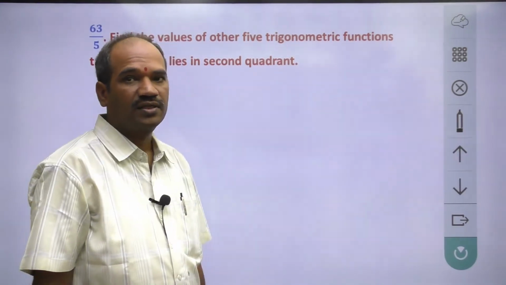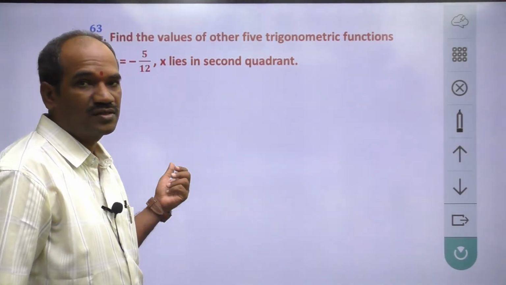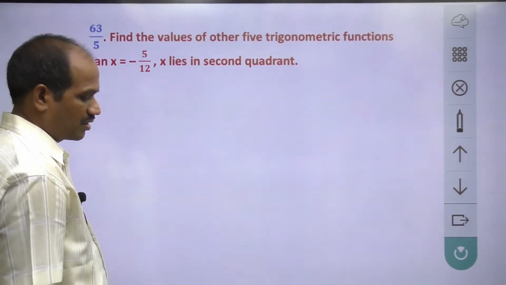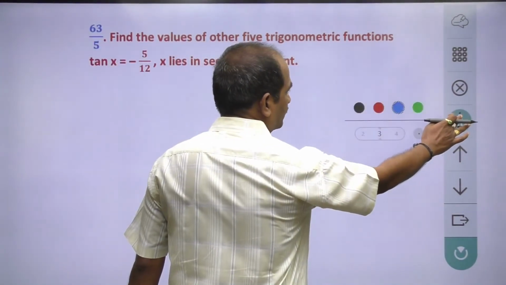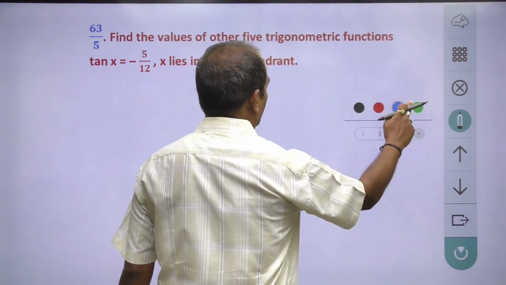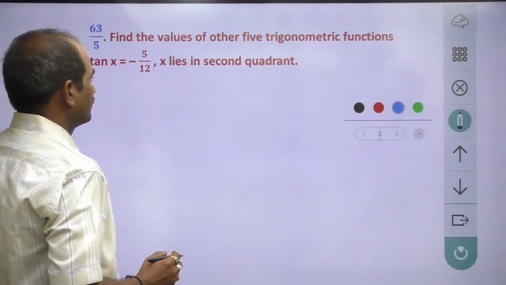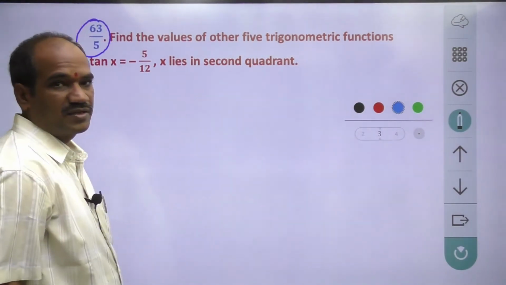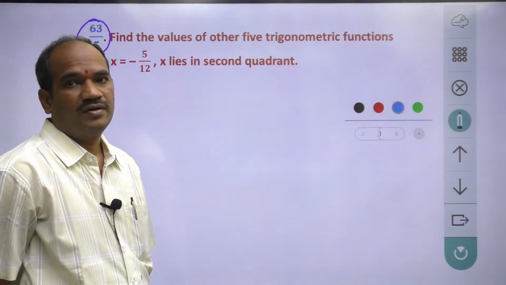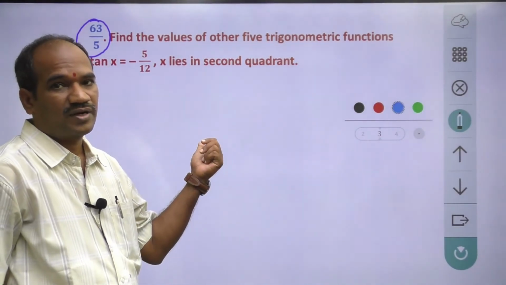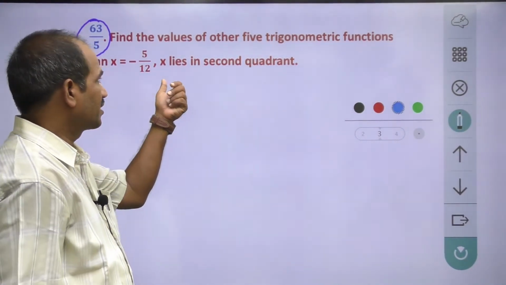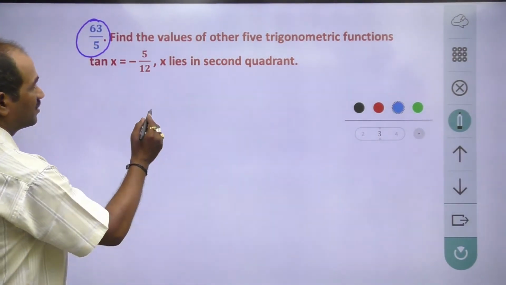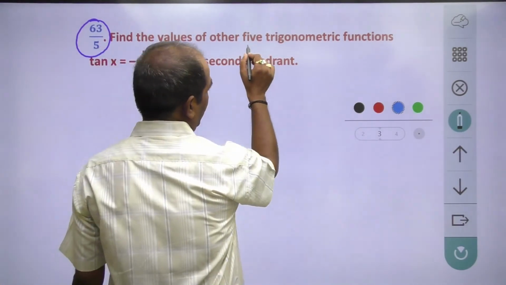In this next question, the same procedure, same model. This is page number 63, question 50. In this model, practice the remaining questions. This question also has the same procedure, no change. First, find the values of the other 5 trigonometric functions.